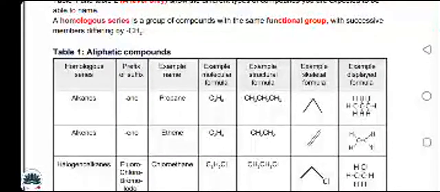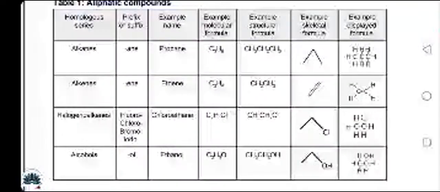A homologous series is a group of compounds with the same functional group, with successive members differing by CH2. The homologous series are: alkanes, alkenes, halogenoalkanes, alcohols, aldehydes, ketones, carboxylic acids, esters, amines, and nitriles.